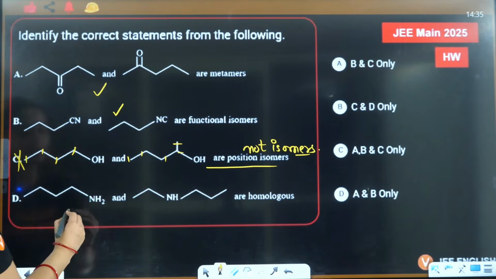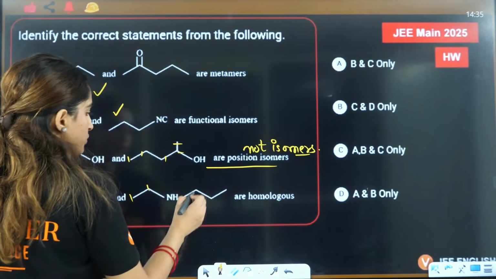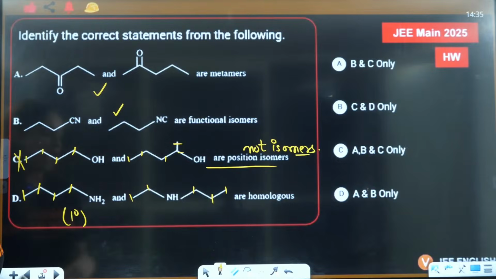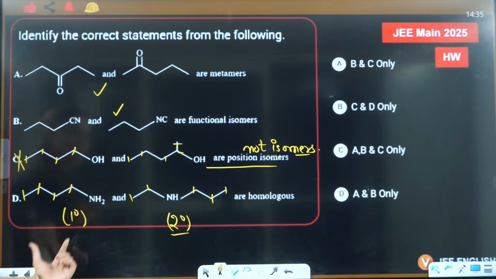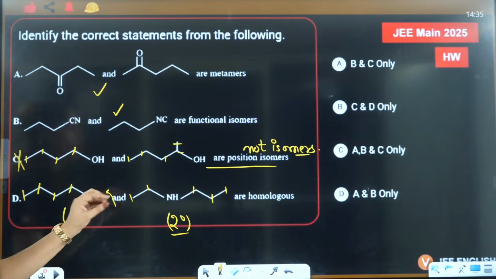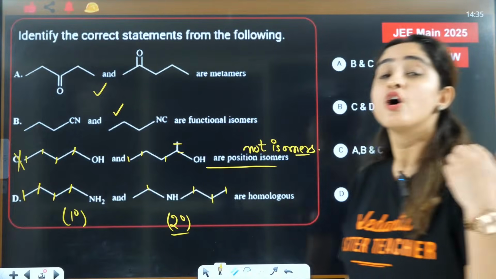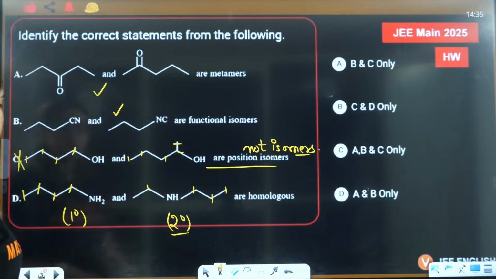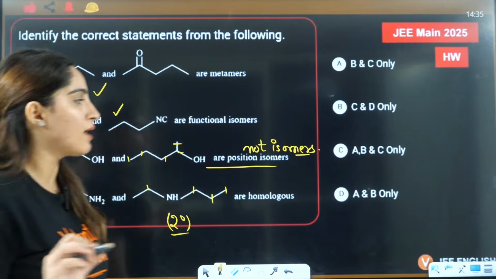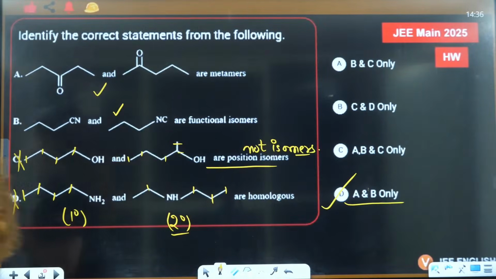So this is a 1 degree amine. If you see, this is 1, 2, 3, 4 and this is 1, 2, 3, 4, 5. And this is a 2 degree amine. So definitely 1 degree and 2 degree amines are considered as two different functional groups. 1 degree, 2 degree, 3 degree are different, so that is the reason this is also not true. So the answer will be D, that is, A and B are the correct statements here.